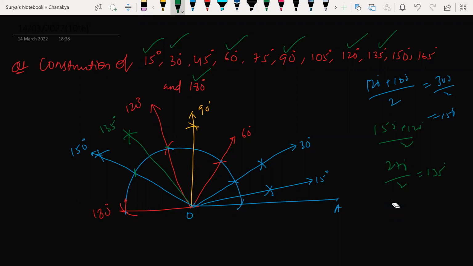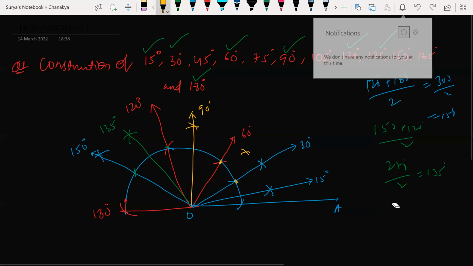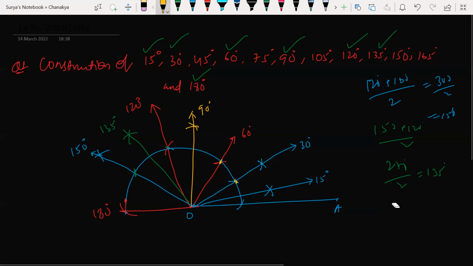Okay. Next 45 degrees I need. For 45 degrees, what do we do, beta? We'll take 60 and 30. Look at this here. From this point, I'll take this. From this one, I'll take this. From this point, I'll take this. I'll just intersect that. Okay, this is my 45 degrees.